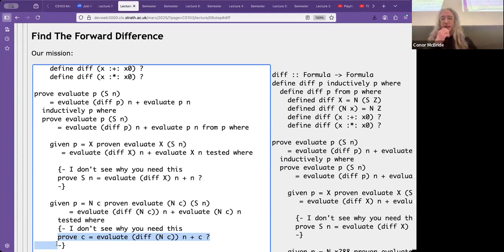So here I'm giving you something which I expect you not to have seen before, but I'm giving you enough information to figure out what it is, and you have to be a detective and figure it out from the thing that you're trying to prove about it.